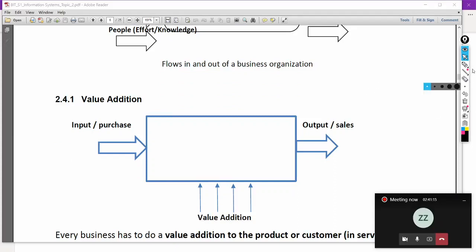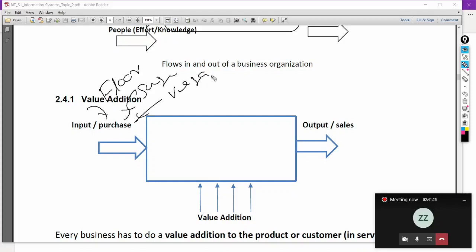Say a bakery. So what are the inputs, say the physical, the material inputs? You have the flour, pitti, sugar, vegetables, sorry, rolls, right?